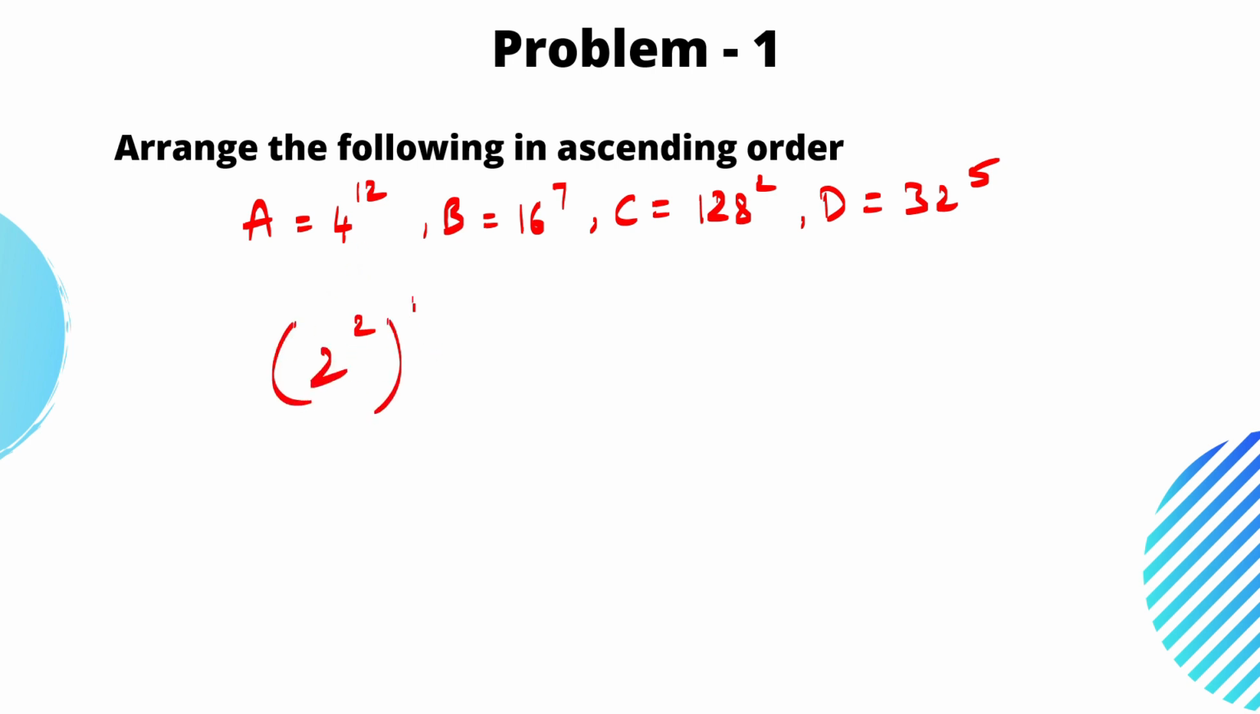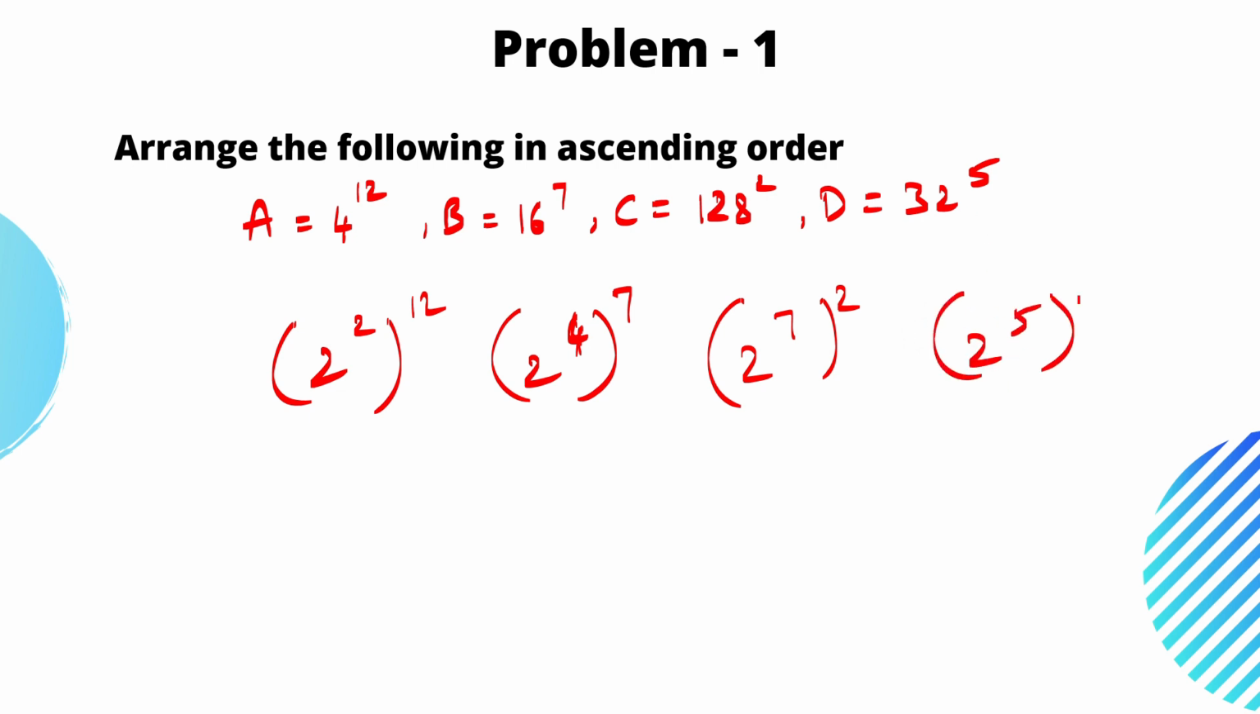So 2 square whole power 12. 16 can be written as 2 power 4 whole power 7, and 128 can be written as 2 power 7 to the power 2, and 32 can be written as 2 power 5 to the power 5. Now just multiply this. 2 power 2 into 12, this is 24. This is 7 into 4, this is 28. This is 14, and this is 25.